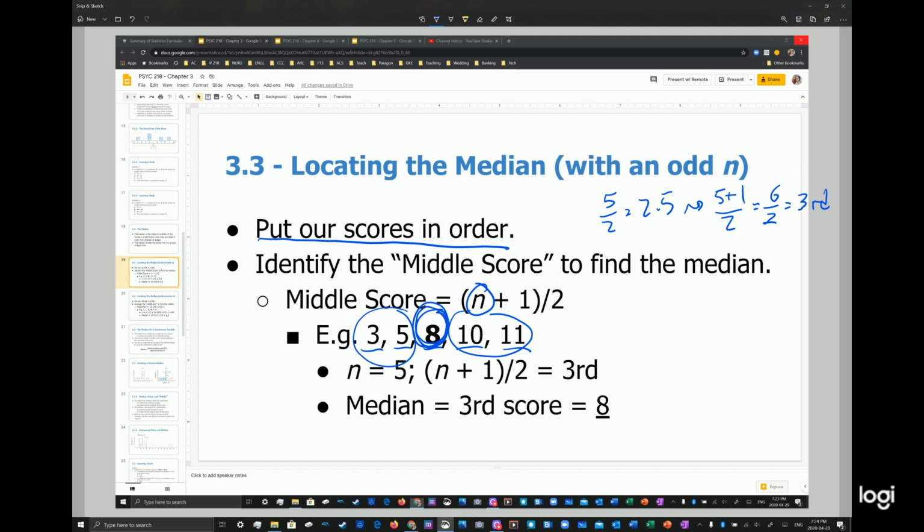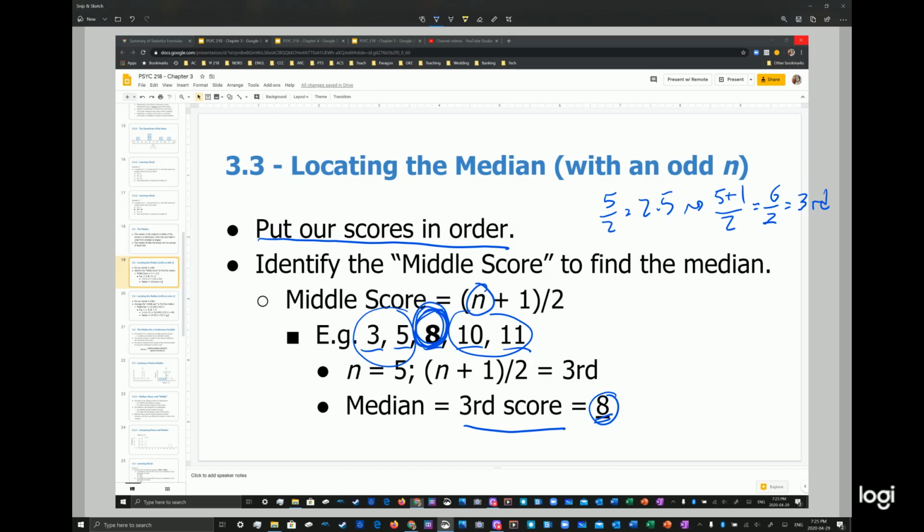What we're using the math for isn't to find the score itself, but to find the position in the distribution, the nth number we're looking for. So if it's 5 scores, we're looking for the third ranked person from smallest to largest. Then we read the x value of that person's score, and it is 8. So the median is 8. It's the third score, not the number 3, and the third score is 8. That's how we do it for odd numbers.